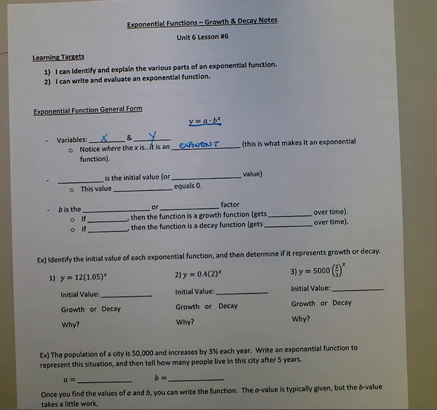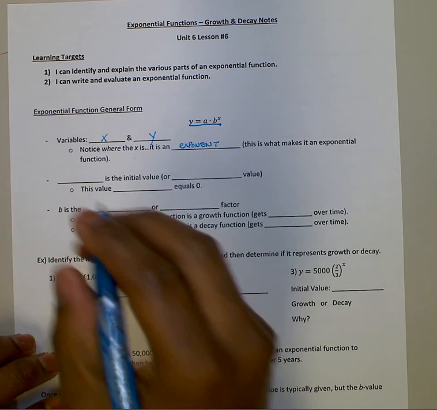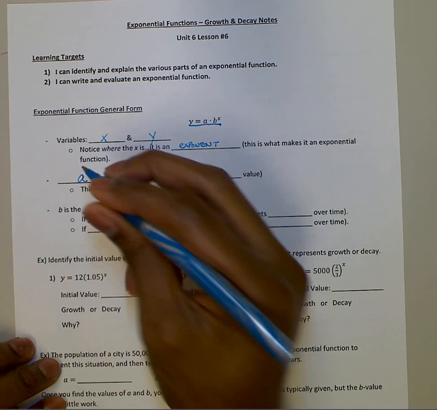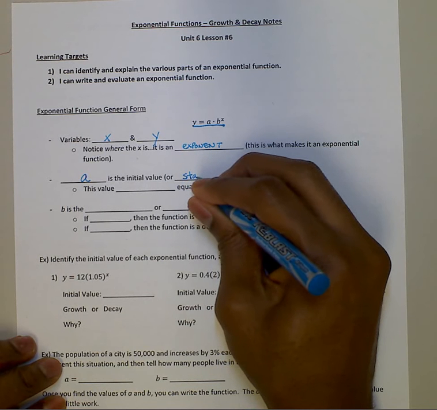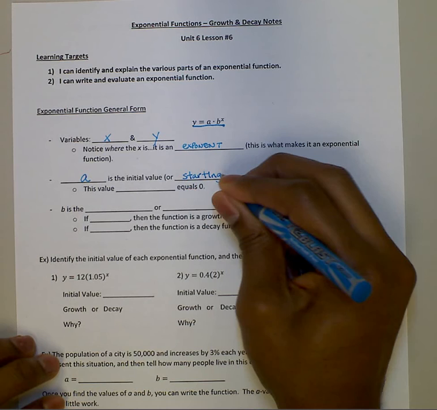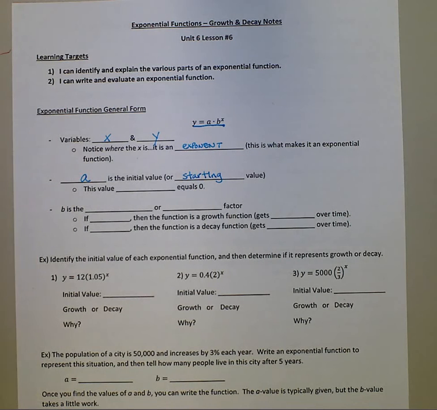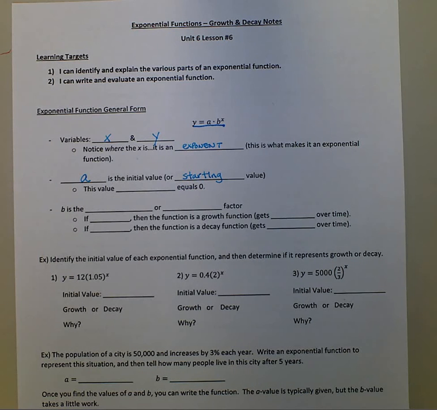All right. The constants that we'll have in the problem change depending on the problem, but the form of the function is going to be the same. Our first one is a, and a is the initial value or starting value, and that's the value of whatever the problem's talking about. We can talk about population or attendance or finances, but that's where it starts, and this value never equals 0.